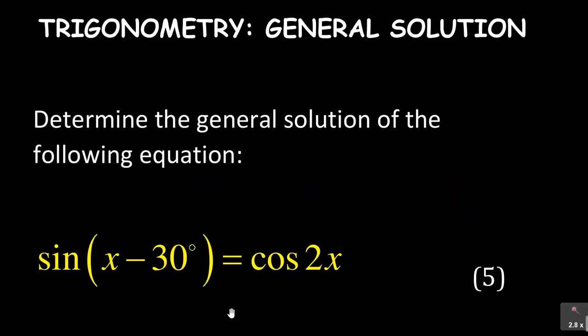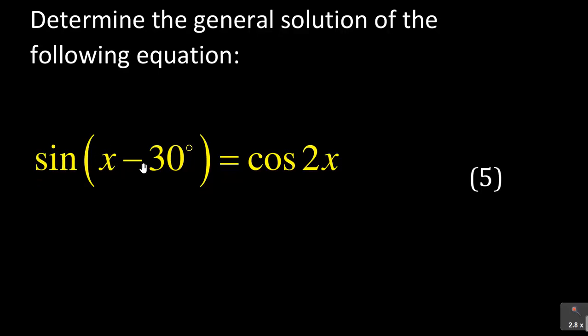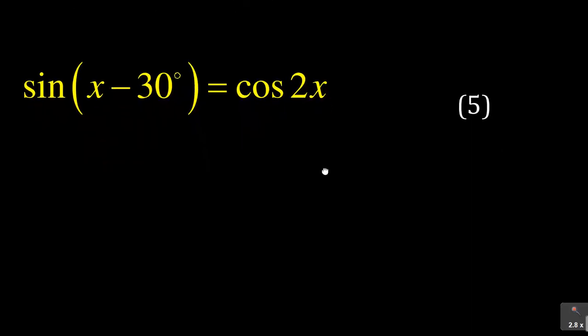Now, let us look at this question. It is again, determine the general solution of the following equation, and this is 5 marks. Look at the equation. It says sin(x − 30°) = cos 2x. It's 5 marks. So how do you approach this?